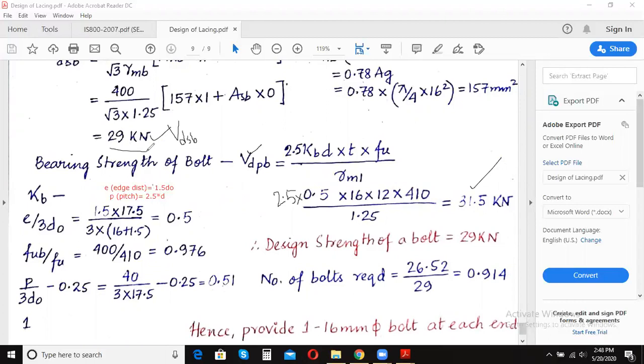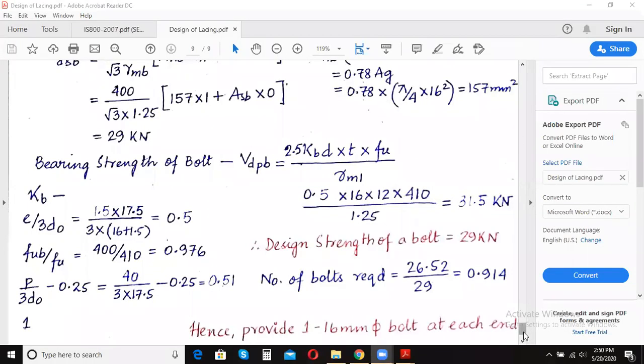Now you have to calculate the number of bolts which need to be provided at the 2 ends of the lacing. For finding the number of bolts, you have to divide the force acting on the lacing, which is equal to 26.52, which you have calculated earlier, by the design strength of bolt, the minimum among VDSB and VDPB, that is 29 kilonewton. So the value is coming out to be 0.914. You cannot provide 0.914 bolts in lacing, so you have to provide 1 bolt at each end of the lacing.